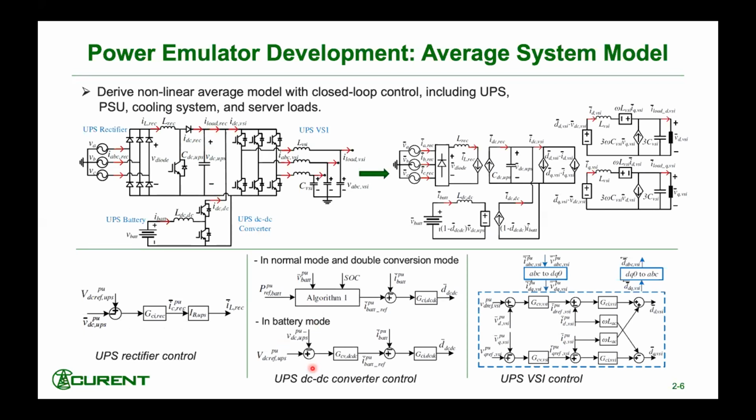the DC-DC converter needs to help regulate the DC link, and a voltage loop is added. Similar average models are also built for other power converters like the power supply units and the variable frequency speed drive used in the air conditioner. Also, the server load and cooling load are modeled, which are dependent on the server utilization rate.